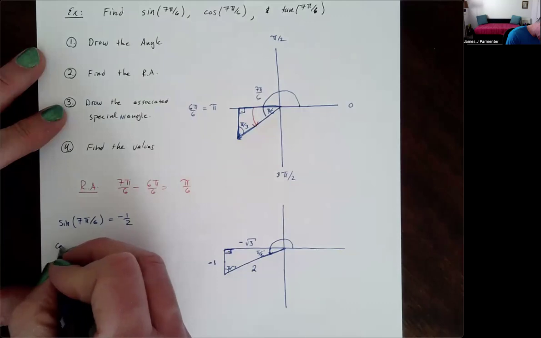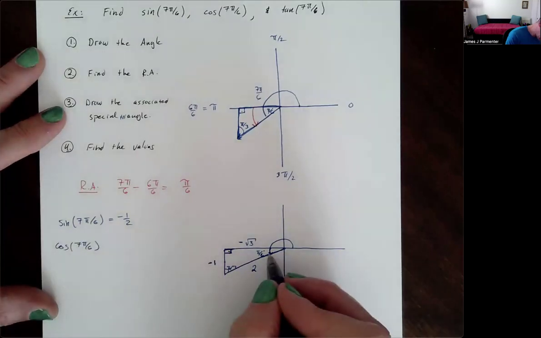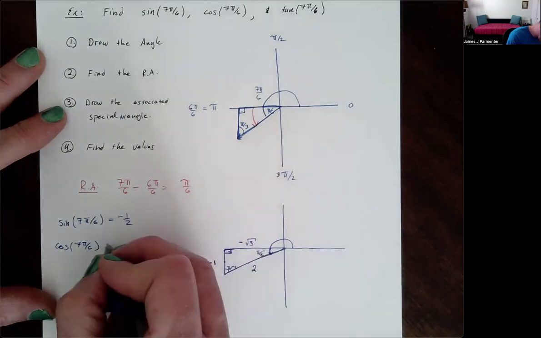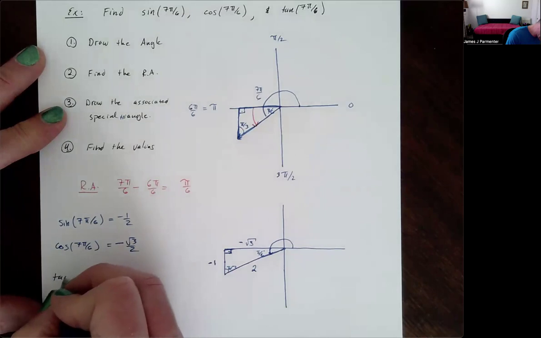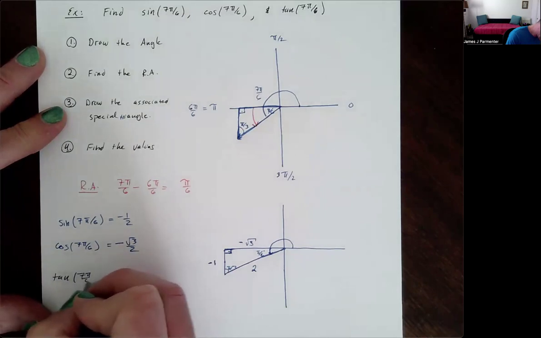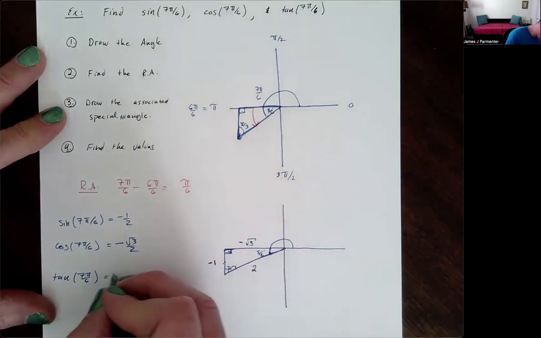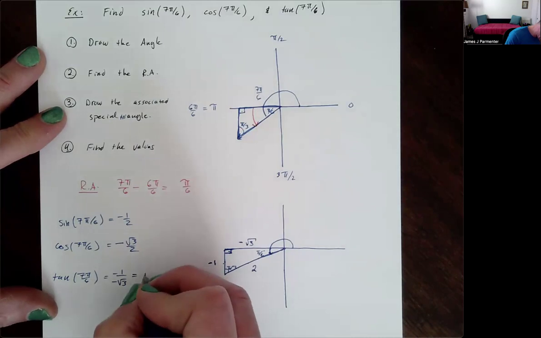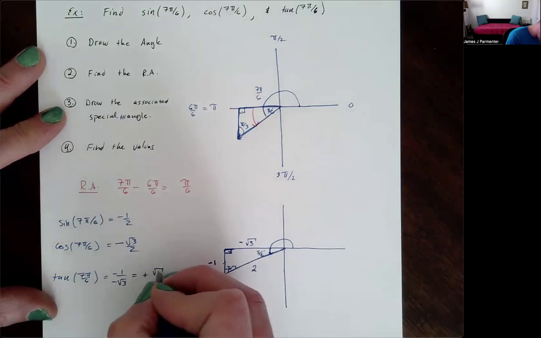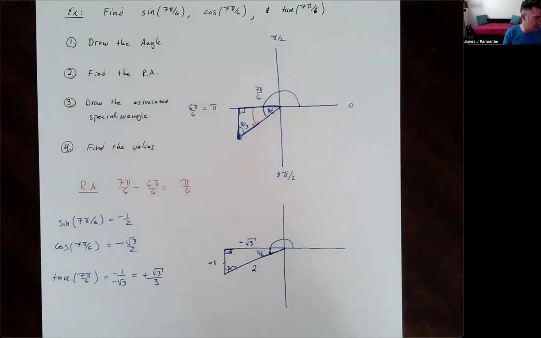And cosine of 7 pi over 6 is going to be the adjacent over the hypotenuse, which is going to be negative root 3 over 2. And tangent of 7 pi over 6 is going to be the opposite over the adjacent, which is negative 1 over negative root 3, which is going to simplify to positive, and we're going to rationalize as root 3 over 3. So this is kind of the long way of doing it, but it does work.